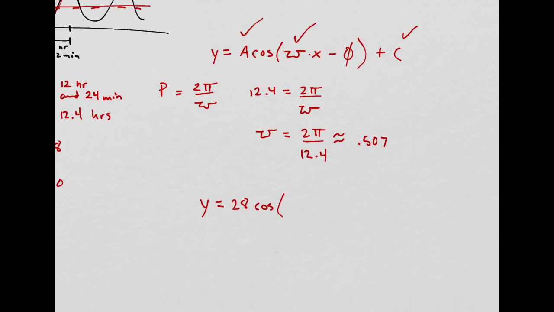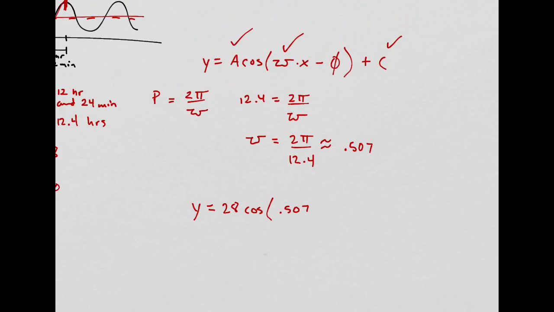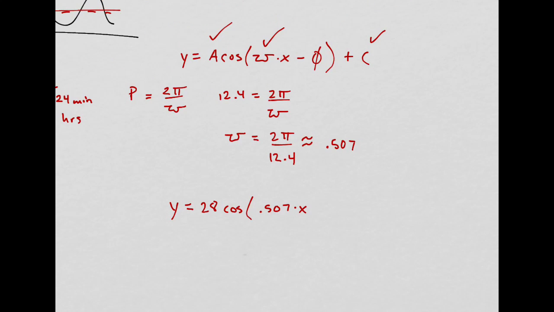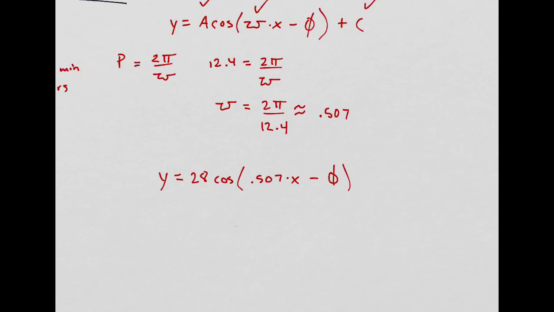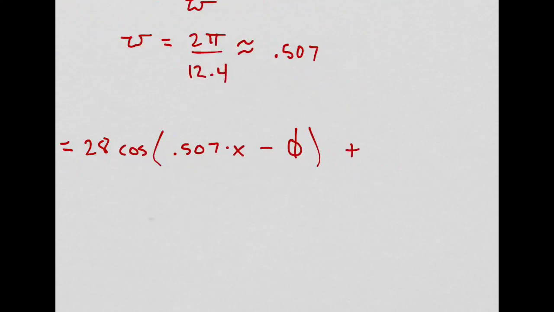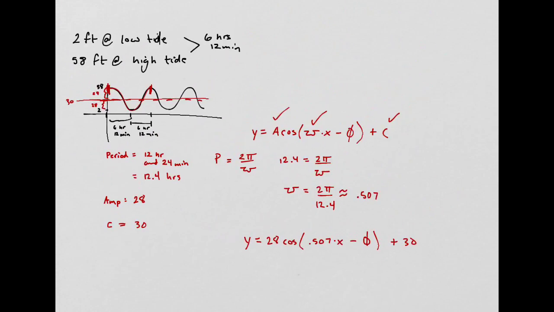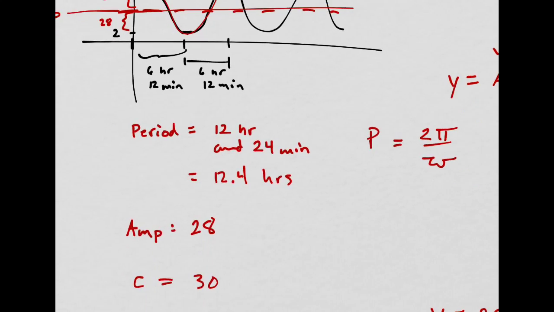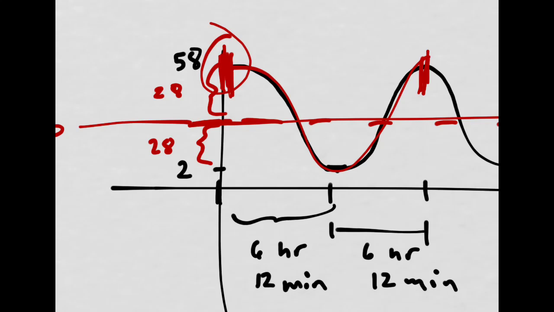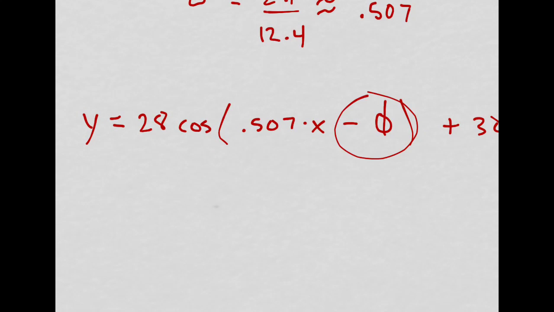Cosine of omega, 0.507 times the x minus the phase shift. I feel like the phase shift is going to be nothing. And then plus 30, because that moved up 30. The phase shift in this case, I'm pretty sure it's 0, but we don't know. How can I figure that out? Well, I know that this ordered pair, that's 0, 58. So I'm going to plug that in to this and solve for the phase shift to see if there is any phase shift.